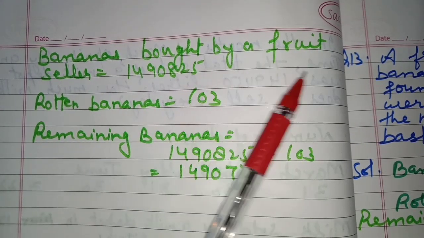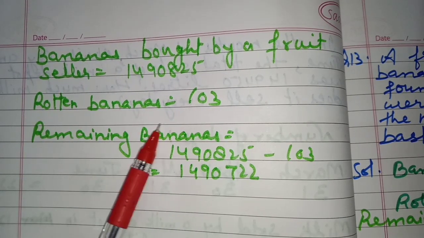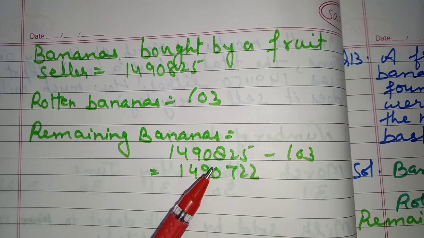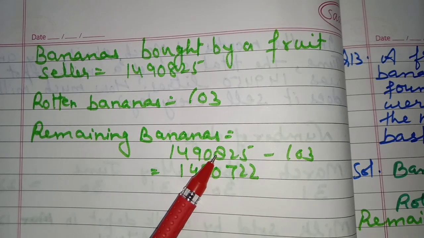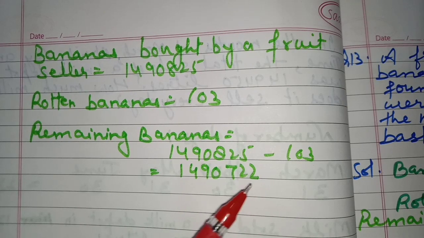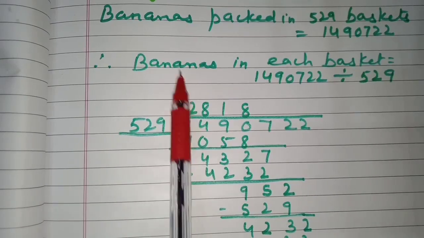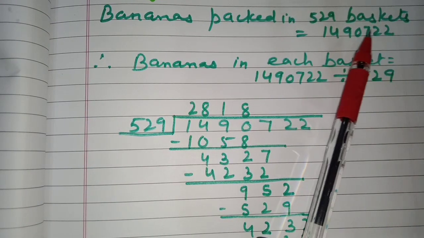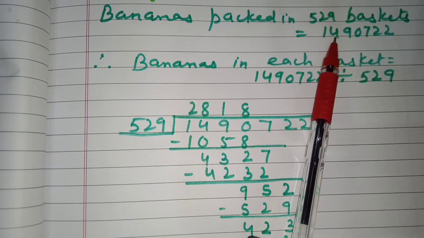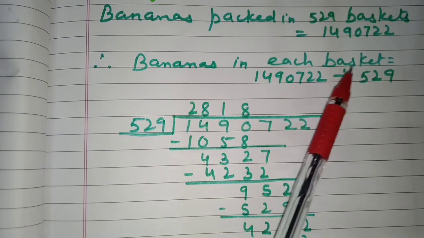So let's do it. Bananas bought by a fruit seller: 14,90,825. Rotten bananas: 103. So let us find the remaining bananas by subtracting rotten bananas from the total bananas. So what we will get? 14,90,722. So this is the number of remaining bananas. So bananas packed in 529 boxes is the same number which is there in the remaining bananas. So 14,90,722. Therefore, bananas in each basket.